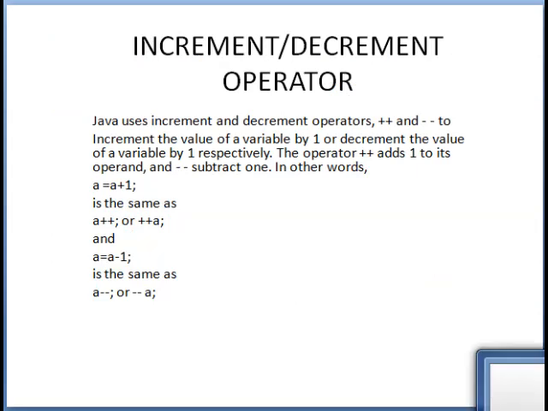Increment and decrement operator. Java uses increment and decrement operators, plus plus and minus minus. This plus plus is called as increment operator and minus minus is called as a decrement operator. Increment the value of a variable by 1 or decrement the value of variable by 1 respectively. If it is plus plus, then we have to increment the value by 1. If it is minus minus, we have to decrement the value by 1. The operator plus plus adds 1 to its operand and minus minus subtracts 1.